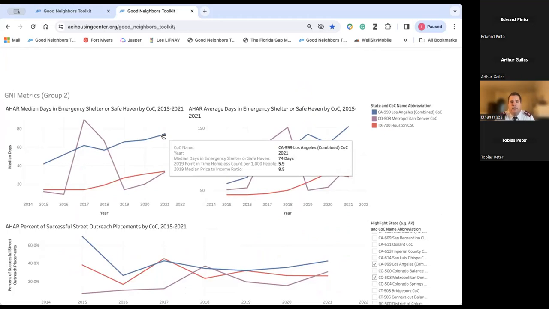So if we look at LA, we see that in 2019, or 2021, sorry, they're reporting their median count per 1,000. I'm looking at their numbers of days. 74. So their median days in 2021 is recorded as 74.